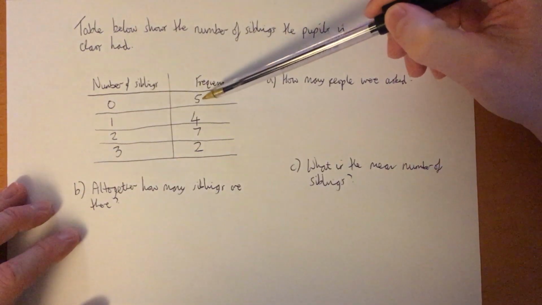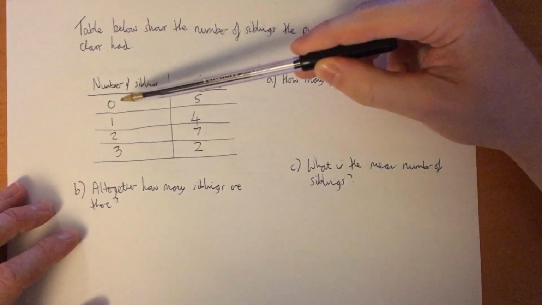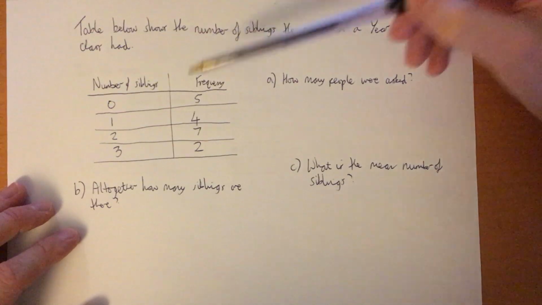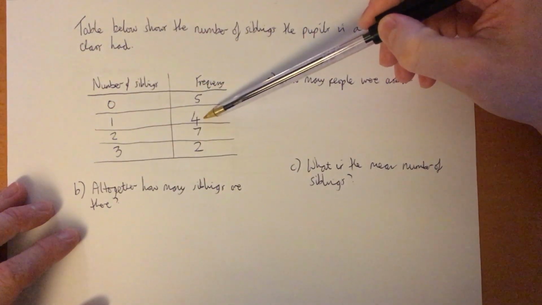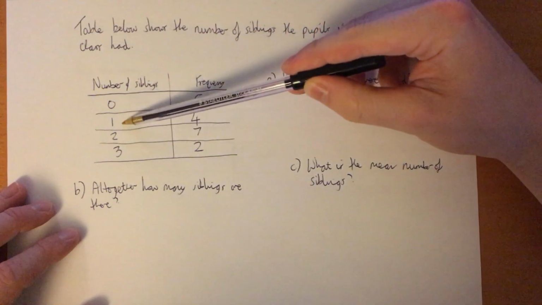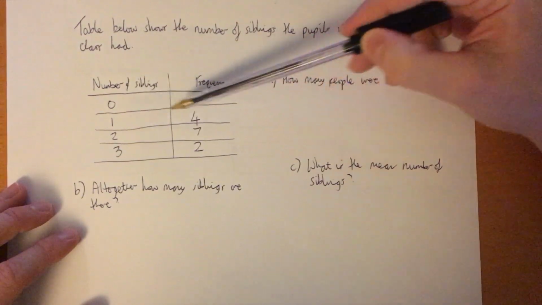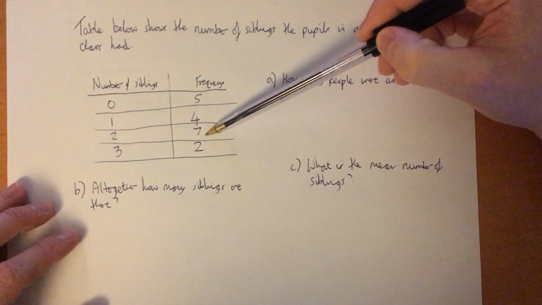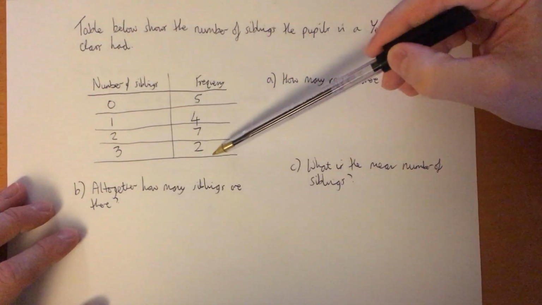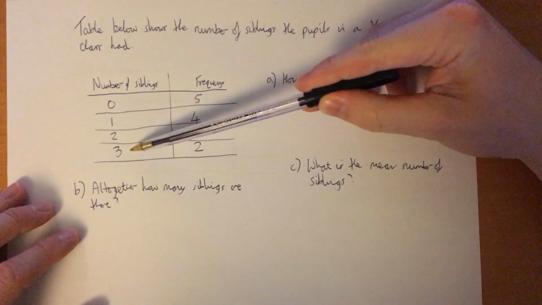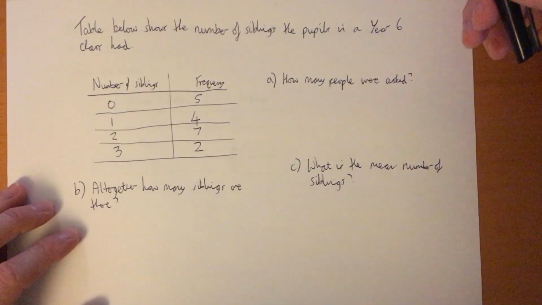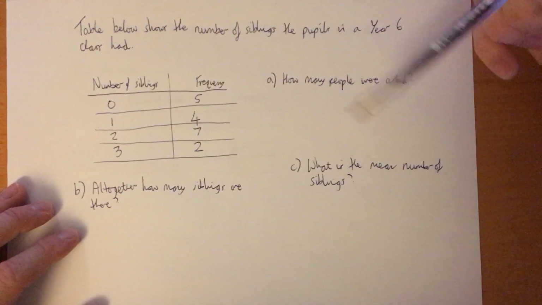So, 5 people had no siblings at all. 4 people in the class had 1 sibling. 7 people had 2 siblings, and 2 people in the class had 3 siblings. That's what that means. So let's look at part A.